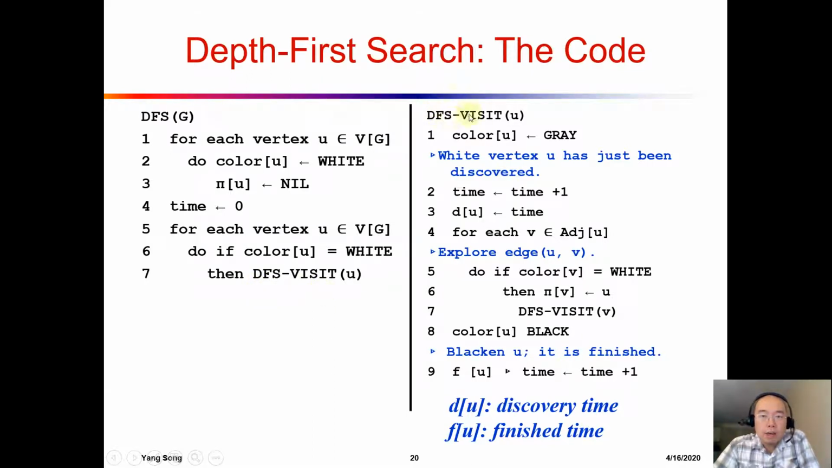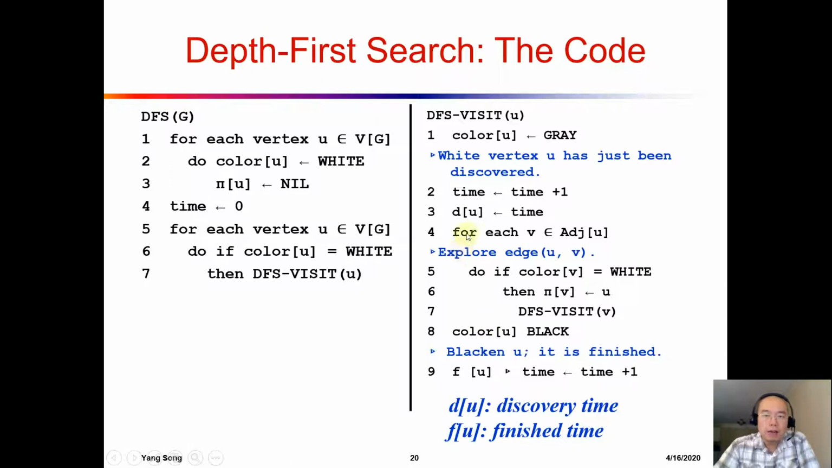For the Dfs visit, the first thing we do is color the node gray, because we see a white node and start to visit it, so we change the color to gray. After that, we increase the timer by 1 because we are visiting a new node. And for d[u], we assign the time, and d[u] means the discovery time. So it keeps a record of when the node is discovered.